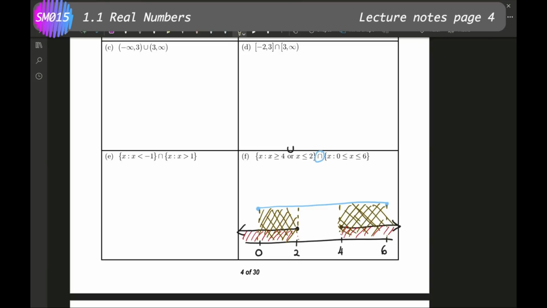Okay, so what's the answer, class? So the answer should be from 0 to 2. Okay, and it obviously involves a close bracket because of the dense circle. From 0 until 2, union from 4 until 6, close circle as well, because everything here involves dense circle. So that's the final answer now. That's it.